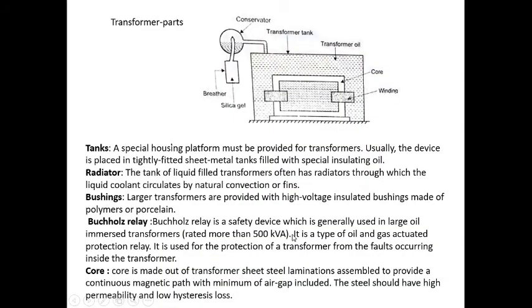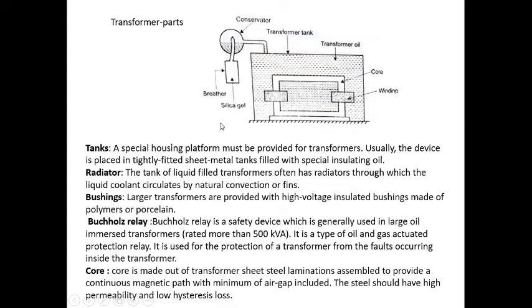So now let us see the transformer parts. In the diagram you can see a tank, the transformer tank. In that, transformer oil is filled. Here the core is there, then the windings are there. Here a conservator is there. From that a breather is there. In that silica gel is there.